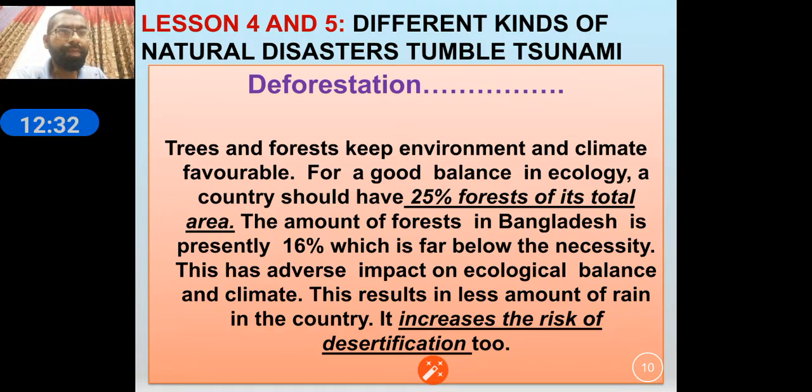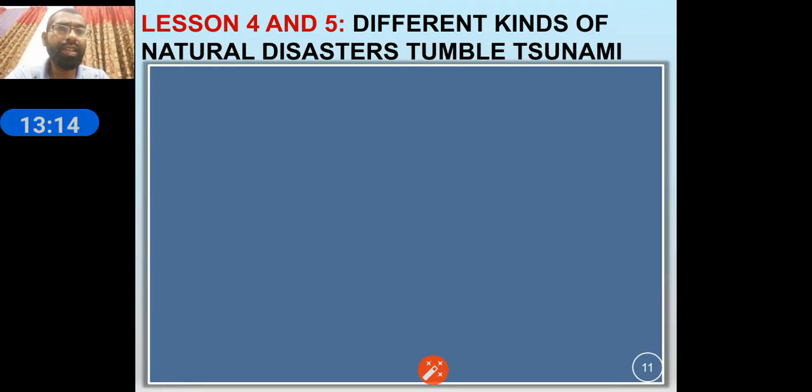So that's why 25% forest is very much urgent for every country, in terms of its total area. And in case of Bangladesh, it is only 16%, which is bringing many disasters in our country. It is very dangerous for our climate and weather. And day by day it is creating desertification in the northern area of Bangladesh. And other impacts of this deforestation we have already learned in class 6 and 7.